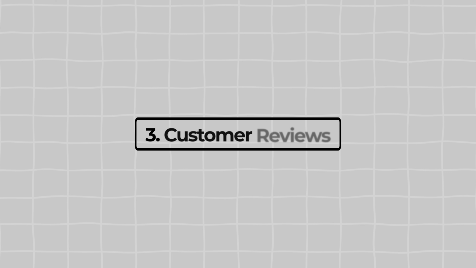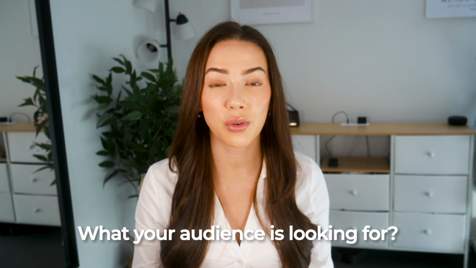Number three is customer reviews. So you can look up similar products in your industry or products that you want to start selling, for example, and see what people are saying about them and see if there's any gaps missing or if they wish that the product was different in any way. And this can really help you understand what your audience is looking for and what they need.